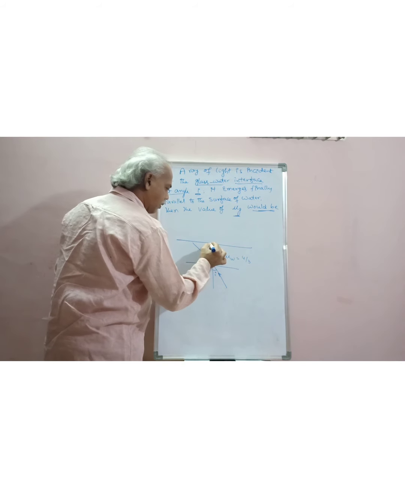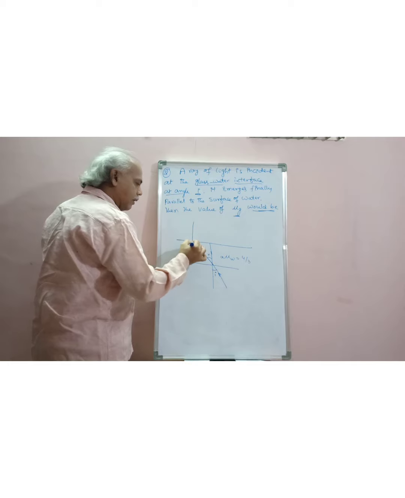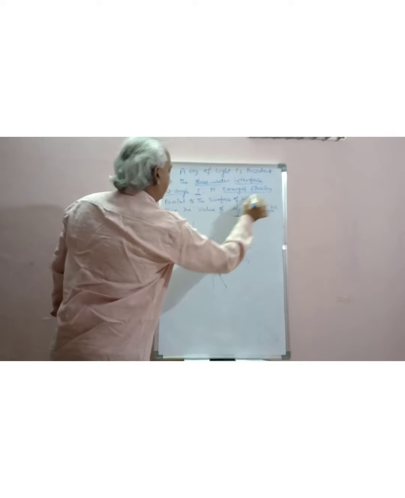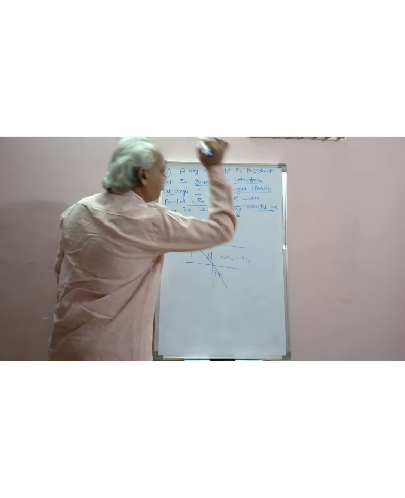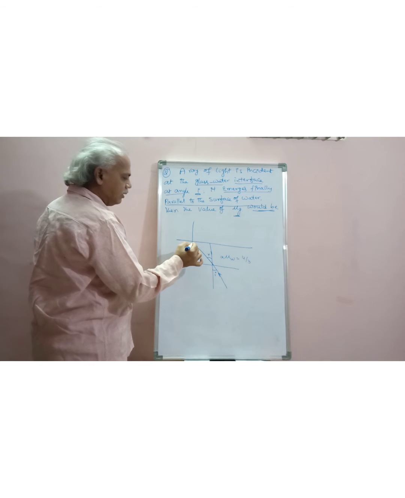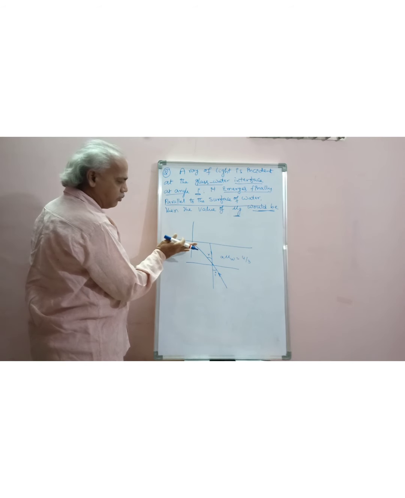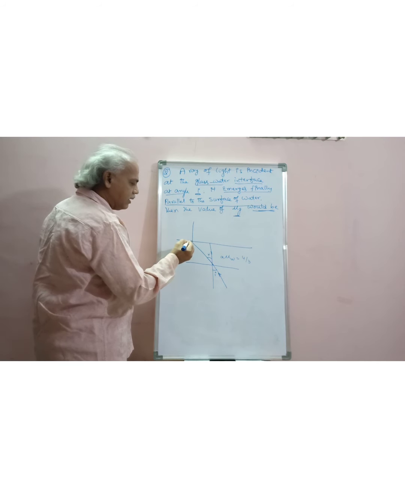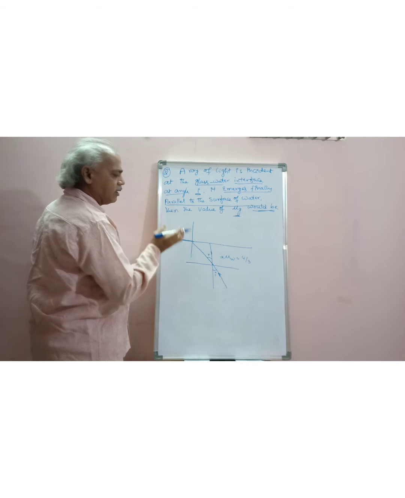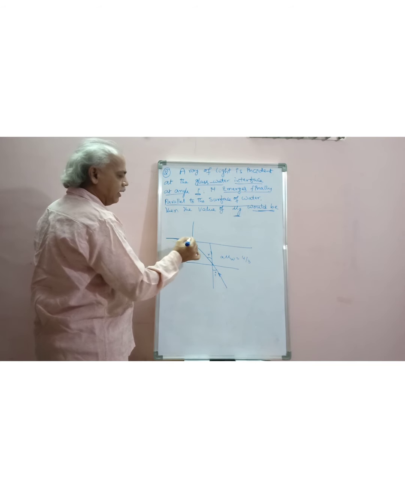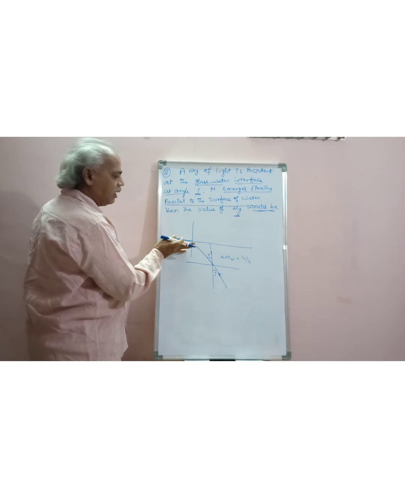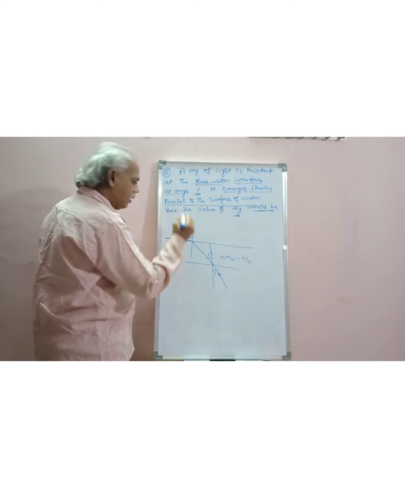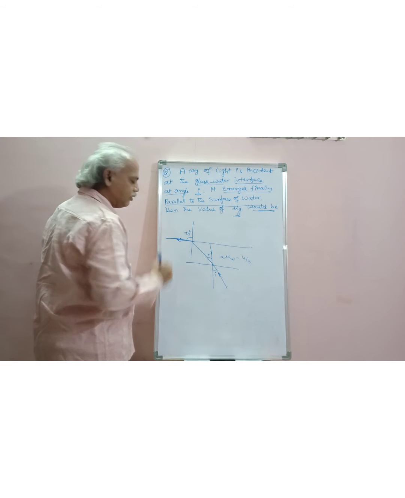Then finally the ray of light emerges parallel to the surface of water. That means this refracted ray from water to air emerges parallel to the water surface. That means it grazes the interface of water and glass. So the angle of refraction here is 90 degrees.